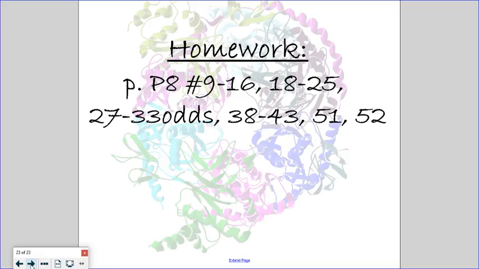Your assignment is out of the book. Now, this was a 0 chapter section, so make sure you go to the correct page. It is P8. Doing those random numbers up there.